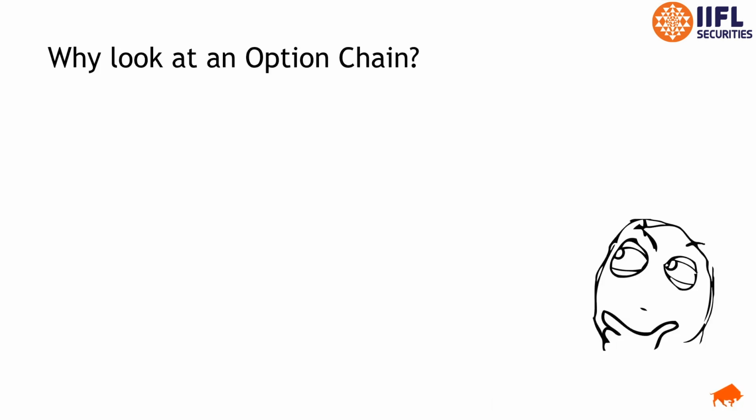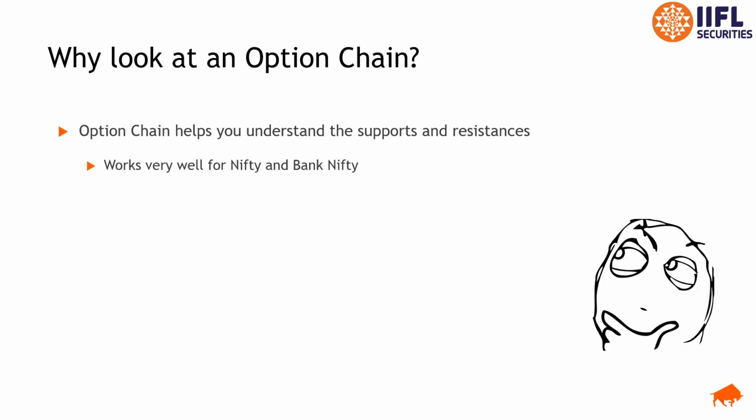Okay, so let's look at why should we look at an option chain? This is the most important question, right? Option chain helps you understand supports and resistances. So a support is a zone from where a stock or an index is likely to go up, and a resistance is a zone from where it is likely to go down. Support means that it will go up from there. Let's say the index is at 10,500, it falls to 10,200. At 10,200 there's a support, means it will stay there for a while or go up. At 10,800 there's a resistance, means it will stay there or come down, right?